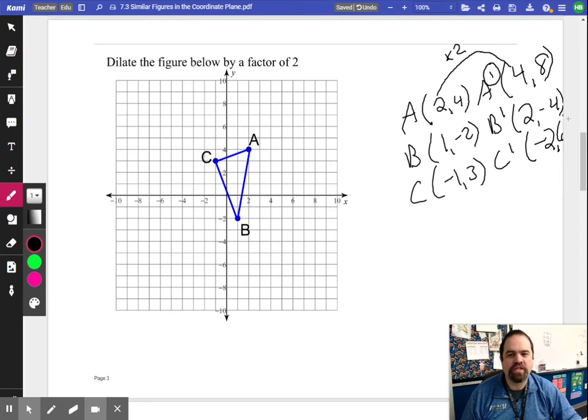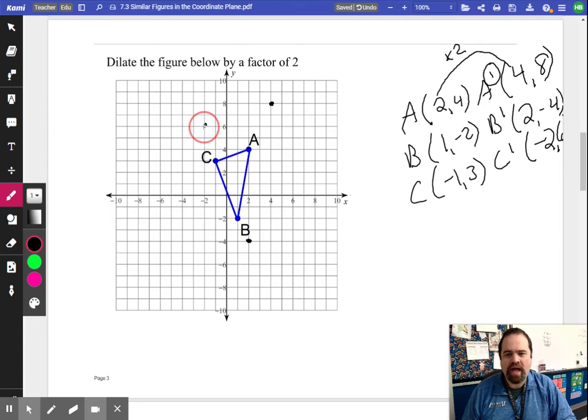It's because I ran off the page there. So I'm going to go back and graph those 3 points real quick. A is at 4, 8, way up here. So I'm going to put my dot there. B prime is at 2, -4 here. And C is at -2, 6.